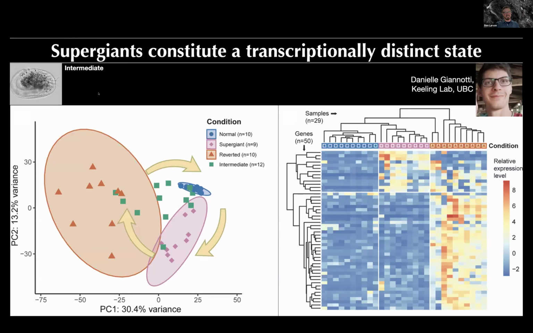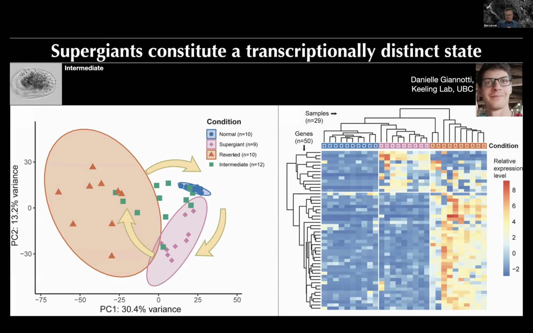These are intermediate cells. They look a bit like this, and they're just morphologically defined. They are not as big as supergiants, but they are bigger than normal morphs, and they don't have the standard normal morphology. One thing that's tricky about this morphological criterion is we don't know if they're becoming supergiants or reverting from having been supergiants. But broadly, we find distinct gene expression profiles corresponding to the different cell types we identify: normal, supergiant, and reverted. And so we think this is evidence of this morphogenetic cycle through patterns of gene expression.